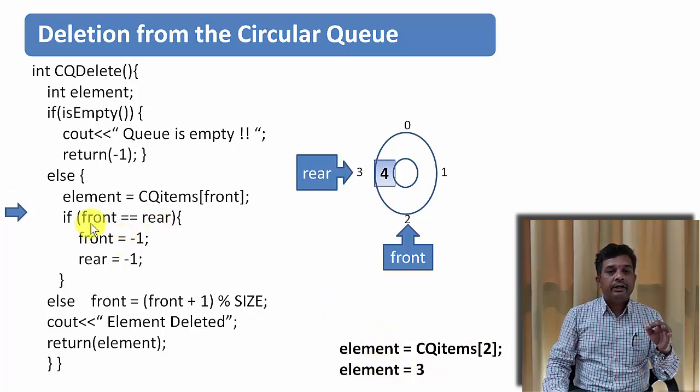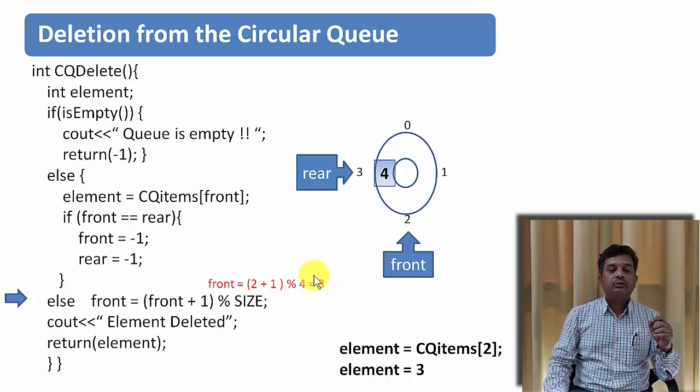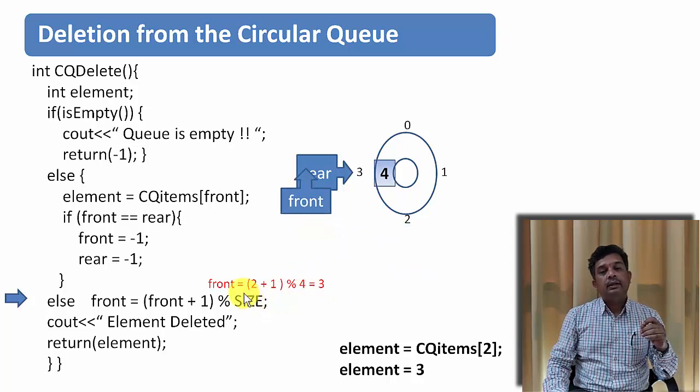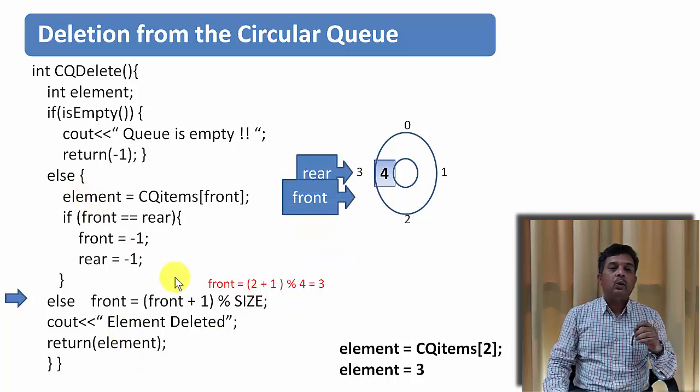Now again front equal to rear. Is this condition true? No, this condition is not true. Again we'll come to the else part. Front equal to front plus 1 mod 4. After the execution, we'll get 2 plus 1 mod 4, that is 3. So front will be pointing to the index 3. We'll write element is deleted and we'll return the variable called element.